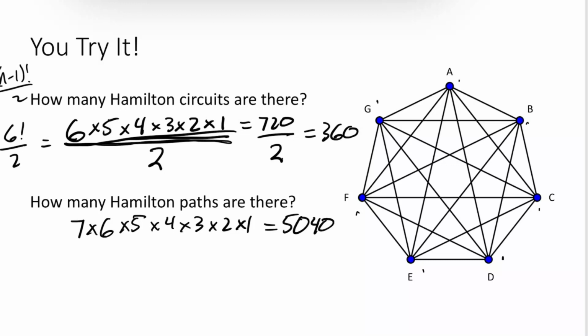But again, remember that the choice trees will double count the paths going forwards and going backwards. So we're going to divide by 2 to make it so we're not double counting that. And if I do 5,040 divided by 2, that gives 2,520. So there would be 2,520 Hamiltonian paths. So that's how you can calculate the number of Hamiltonian paths and circuits.